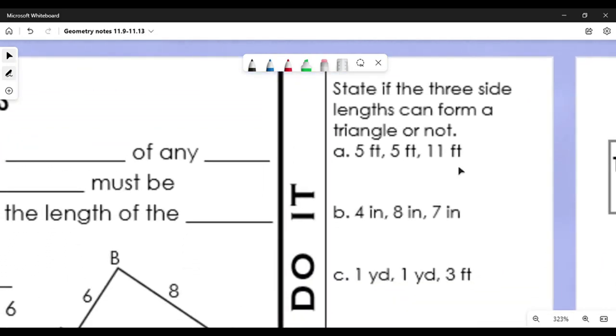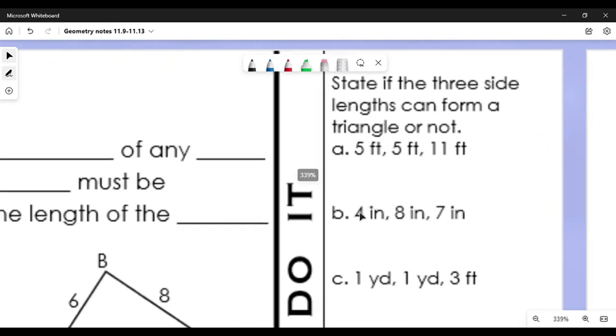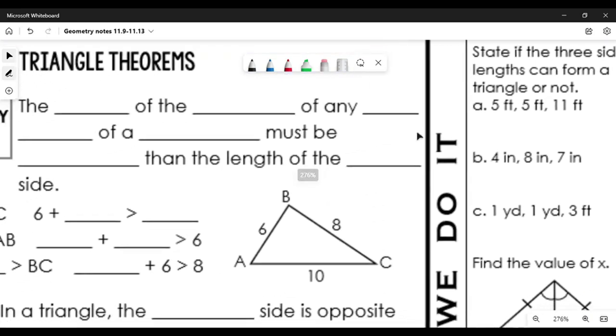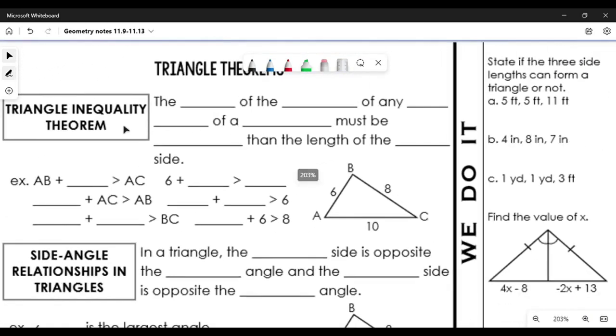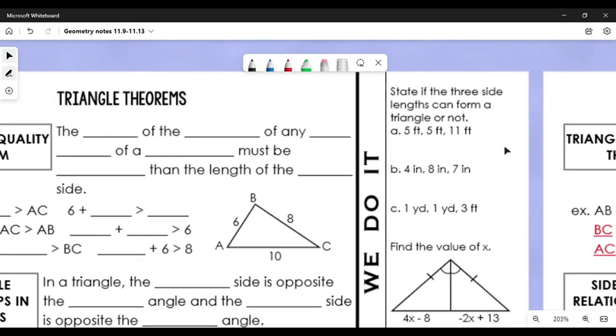All right, so first off in the "we do it," it says state if the three side lengths can form a triangle or not. If we're talking about forming a triangle from three side lengths, we're going to be using the triangle inequality theorem. If you remember, this means that we can add these two sides here, and the sum should be bigger than the side that we didn't add. Same thing with this and this, and same thing with this and this. When you add two of the sides up, it should be bigger than the third. So let's check.